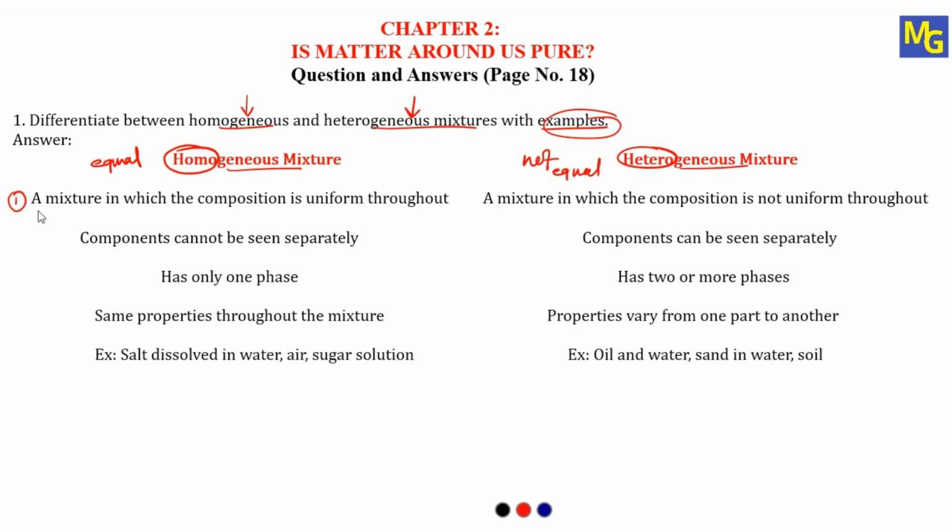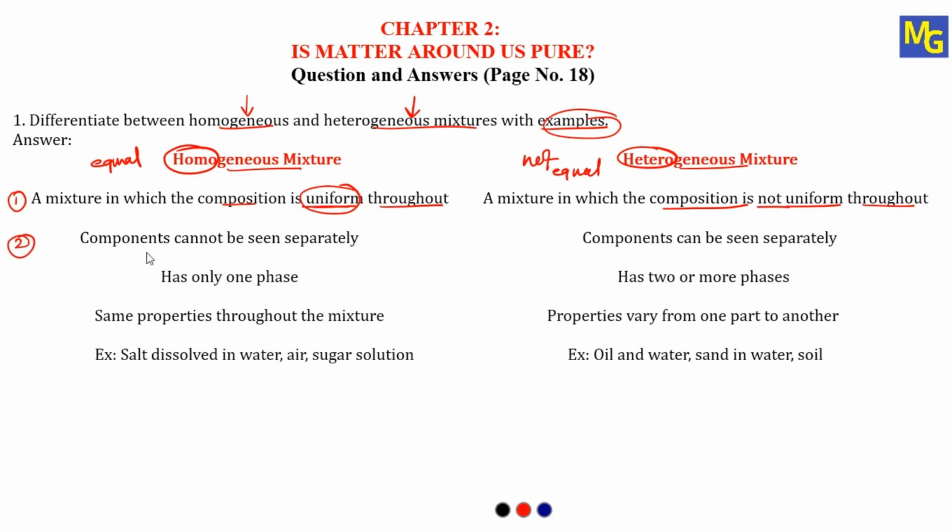First difference is about the definition. A mixture in which the composition is uniform throughout is called homogeneous. Uniform throughout means whatever components we have mixed in this, all will mix completely and you can see the composition uniform or equal throughout the mixture. Opposite, we can write it on the other side, that is a mixture in which composition is not uniform throughout. So if you see a heterogeneous mixture, if you mix two or more components, they will not mix equally. Their composition will not be uniform throughout the mixture, and those are called heterogeneous. So this is about the definition.